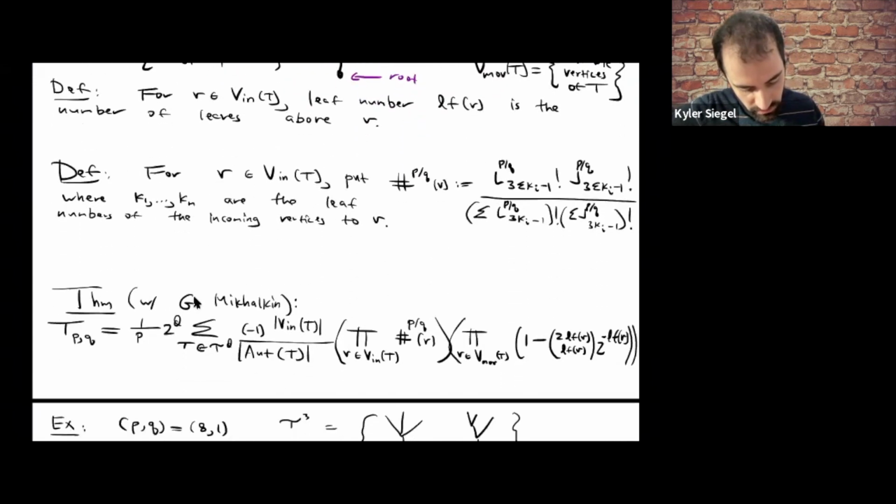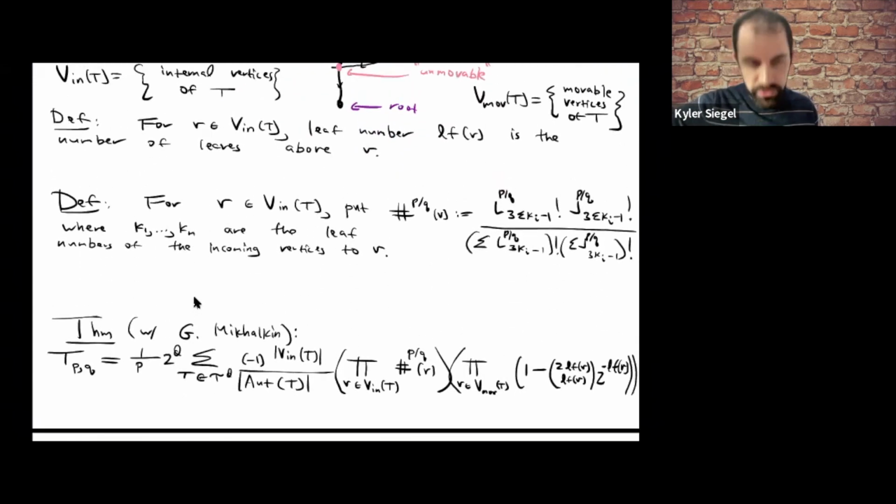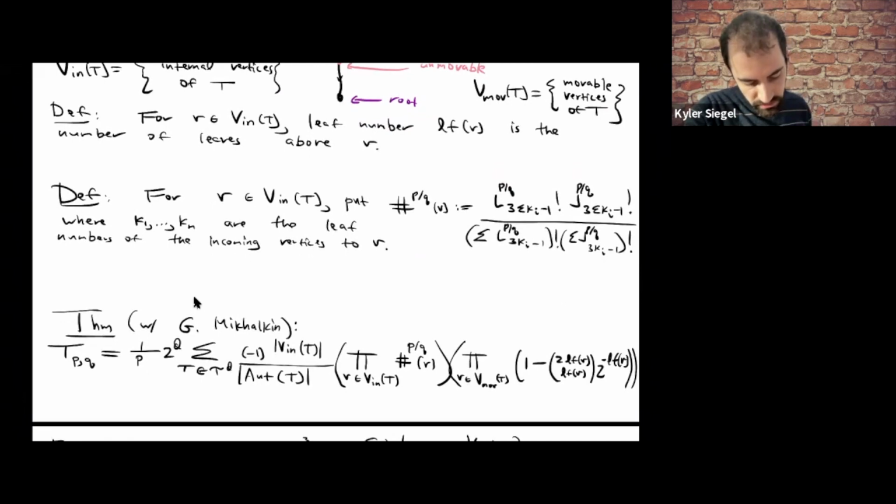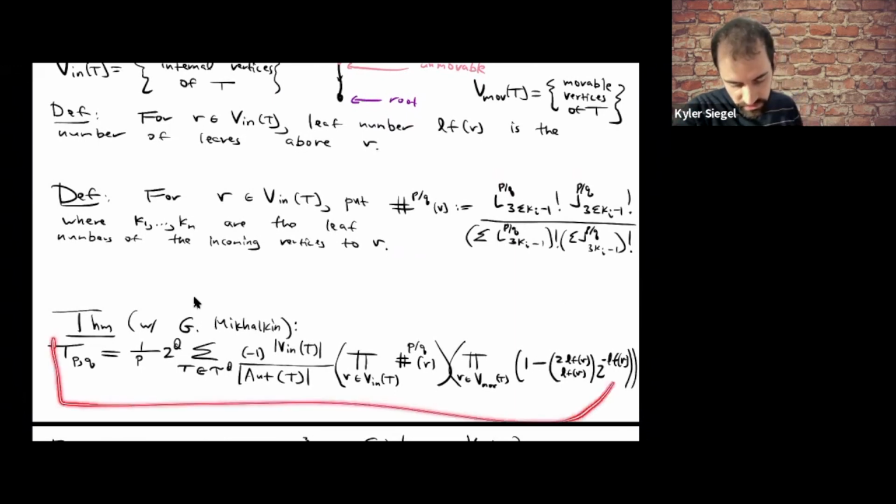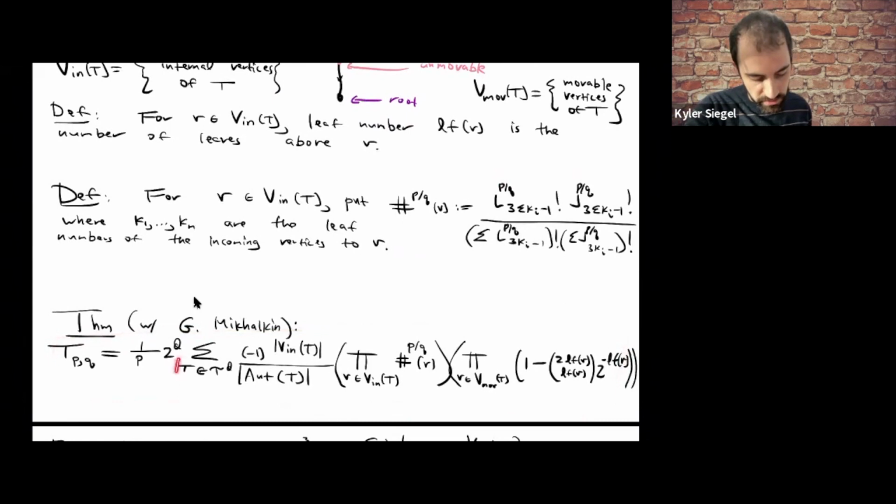Then the formula, which is based on joint work with Grisha Mikhalkin, is the following. It's this expression here: a sum over trees with D leaves. Remember that D is (P plus Q) over 3.